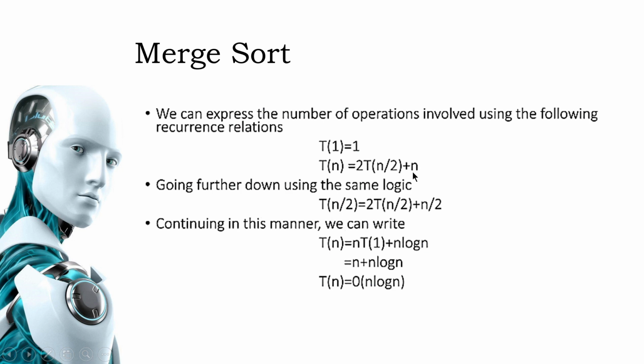Now going down further, what is T of n by 2? In the recursion process, we calculate this as 2 into T of n by 4, because we have already divided the number of elements in half. So we get 2 into T of n by 4 plus n by 2, where n by 2 is for the merge function. Adding all these we get n plus n log n as T of n, which is big O of n log n. Yes, this is true, because for merge sort, whether it is the best, average or worst case, we get n log n.